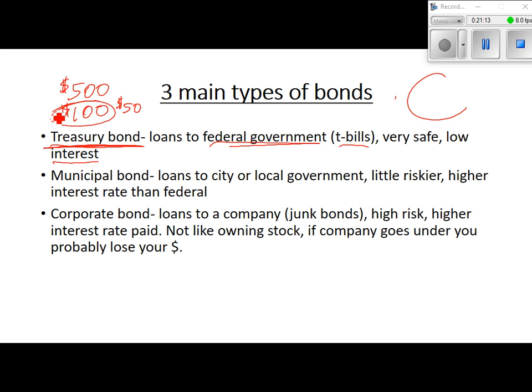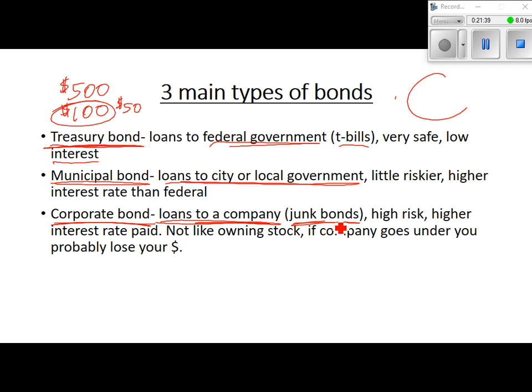Municipal bonds. A municipal bond is a loan to a city or local government. They're a little riskier than the federal, but they have a little higher interest rate. And they're riskier just because the city government could fail and go under and the city's no longer there. A corporate bond is a loan to just a specific company.